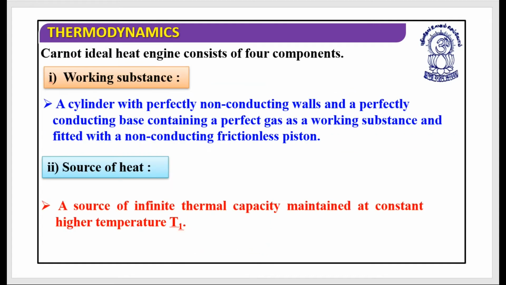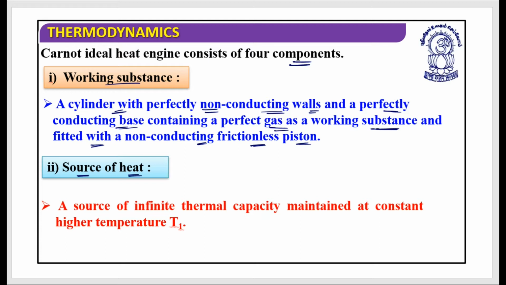So the Carnot ideal heat engine consists of four components. One is the working substance. It is basically a cylinder with perfectly non-conducting walls and a perfectly conducting base, containing a perfect gas as the working substance, and it is fitted with a non-conducting but frictionless piston.